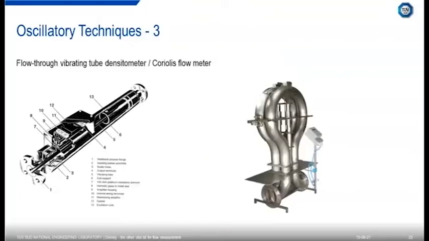There are other variants, of course. Flow-through vibrating tube densitometers are widely used, particularly in the upstream oil sector. And of course, more recently, Coriolis meters have the ability to measure fluid density as well as flow rate. But again, it's the transverse oscillation that's used there to measure the density.